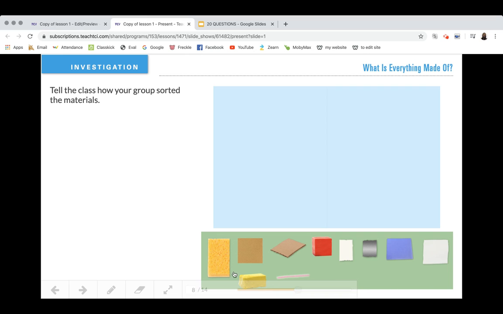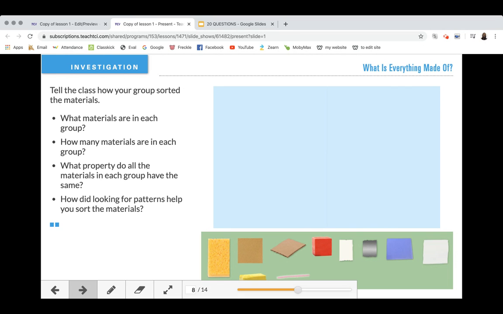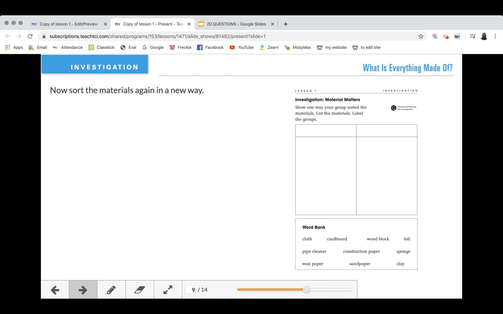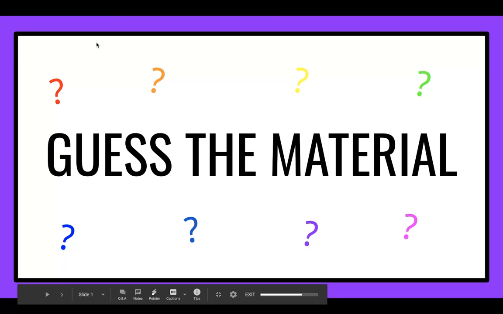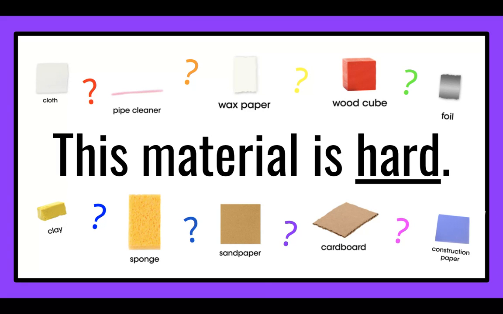So again, we have the materials down here at the bottom, and I'm going to just keep going here because I think we're at the end. So I'm going to zoom over to my slides here. We're going to play a quick little game called Guess the Material. The materials that you'll be guessing are the 10 materials that I have here on the screen: the pipe cleaner, the cloth, the wax paper, the wood cube, the foil, construction paper, cardboard, sandpaper, sponge, and clay.